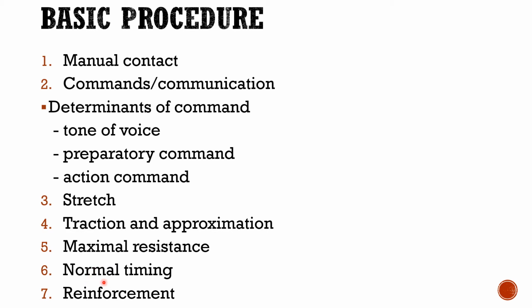Next is normal timing. The definition of normal timing is a sequence of muscle contractions which occurs in any motor activity that results in a coordinated movement. In normal development, it should be distal to proximal control. In normal coordinated movement, rotation is the first component to be involved.